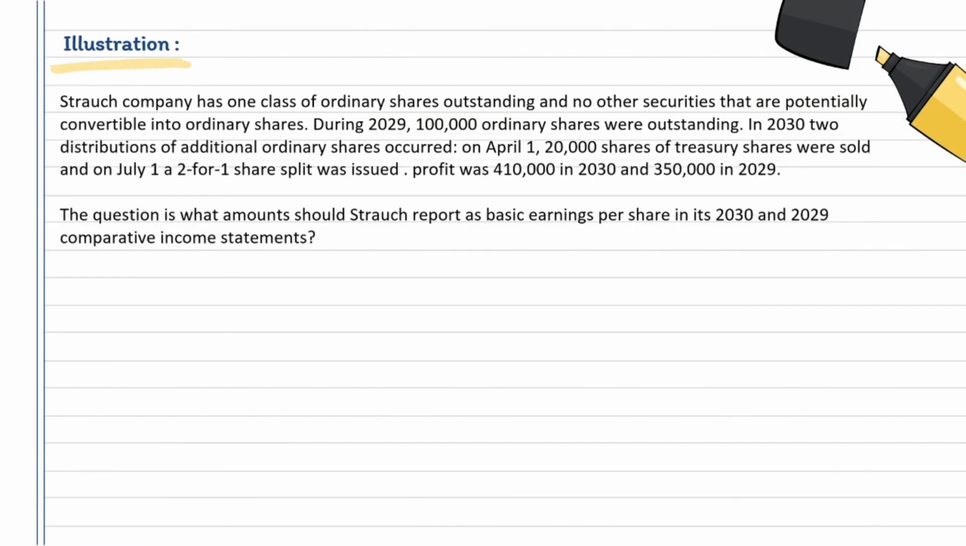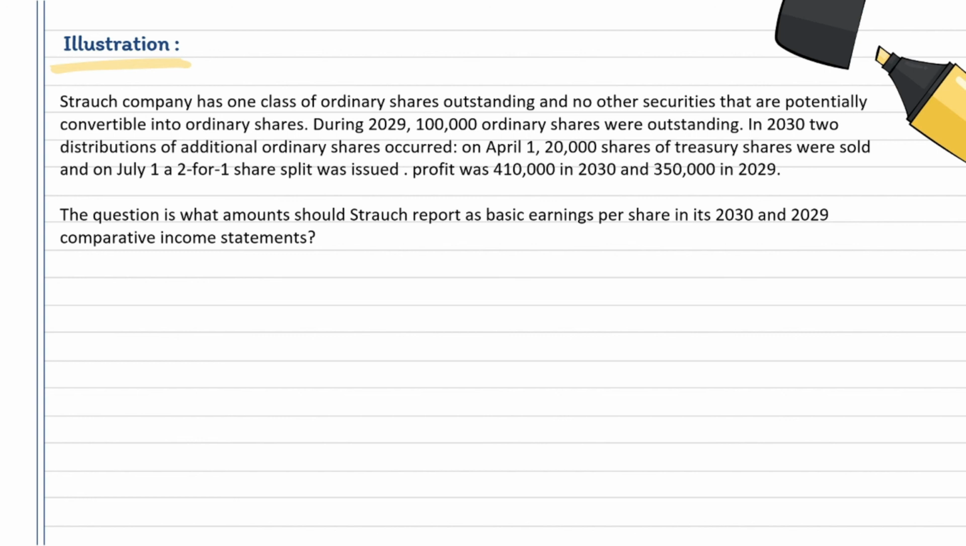Next, let's have an illustrative example. Such company has one class of ordinary share outstanding and no other securities that are potentially convertible into ordinary shares. During 2029, 100,000 ordinary shares were outstanding. In 2030, two distributions of additional ordinary shares occurred. On April 1, 20,000 treasury shares were sold, and on July 1, a 2-for-1 share split was issued. Profit was 410,000 in 2030 and 350,000 in 2029. The question is, what amount should Stores report as basic earnings per share in its 2030 and 2029 comparative income statements? The 2-for-1 share split, we will apply retrospectively as if it already happened in 2029.